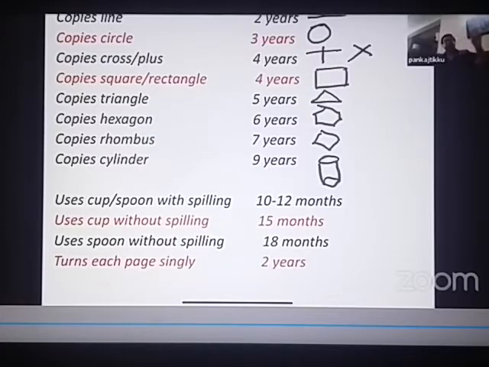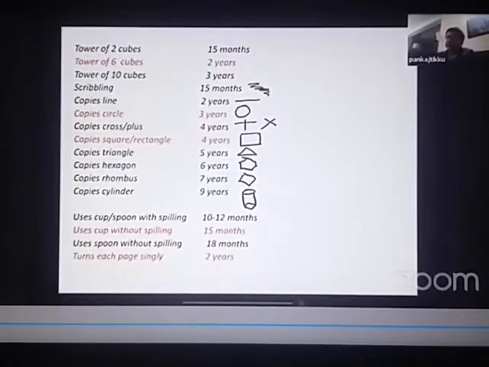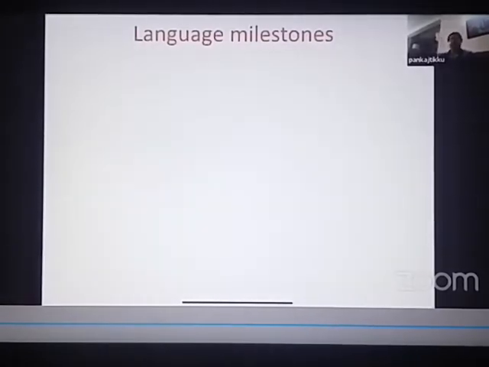So we did first category, gross motor milestones. We did the second category, fine motor milestones. Now let us come to the third category, which is language milestones. So this is the third category, language milestones.